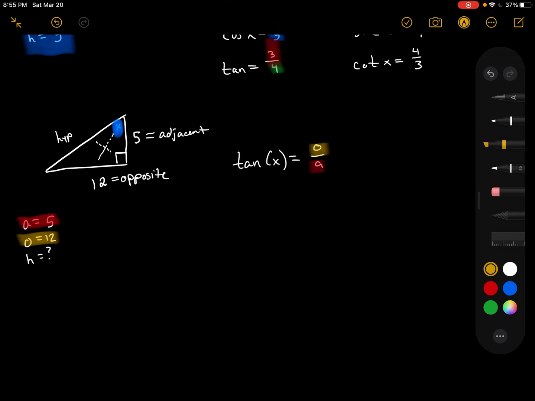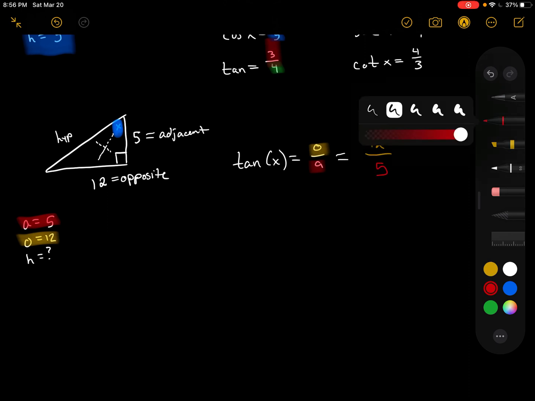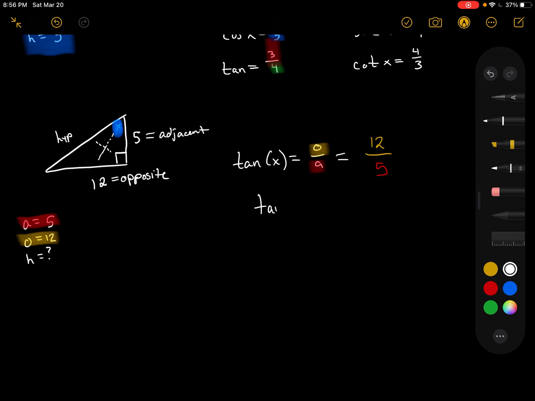Okay, let me color code these so I don't make mistakes. So our A's on the bottom, O's on the top. All right, let's write these in. O is 12, put that on top. And then A is 5, put that on the bottom. So it looks like we have this function, tangent of x equals 12 over 5.